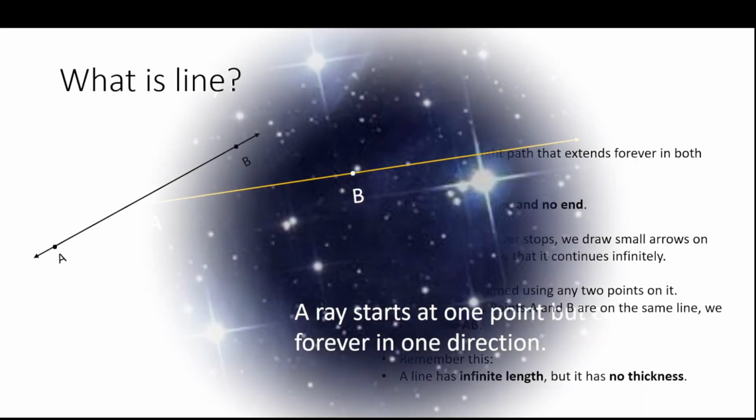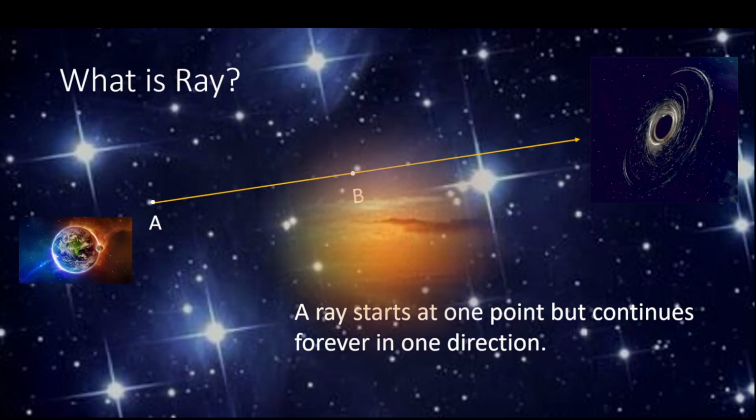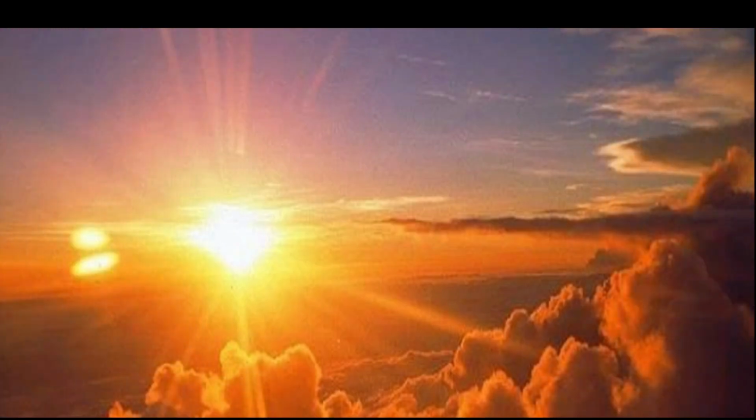And let's move to the next basic element of our geometry, which is a ray. So let's get started, guys. A ray is like a star. A ray is, what can I say, like sunshine. You can imagine something like that. It's sunshine that comes from the sun itself. Here you can see a ray. It has a start, but it has no ending.